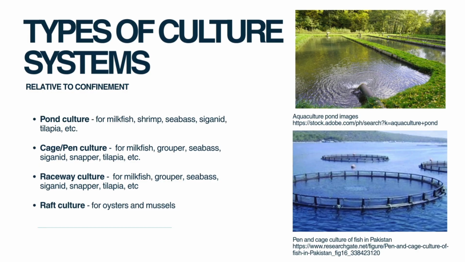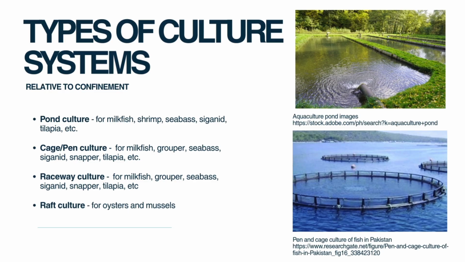So let us first discuss the first major topic of chapter 3, which is the types of culture systems relative to confinement. Culture systems relative to confinement refers to how aquatic organisms are physically contained during culture. So this includes pond culture, cage or pen culture, raceway culture, and raft culture. Each of these systems differs in terms of water control, management intensity, and species suitability.